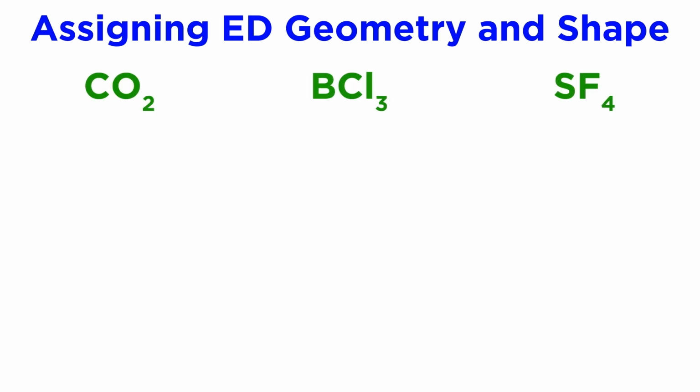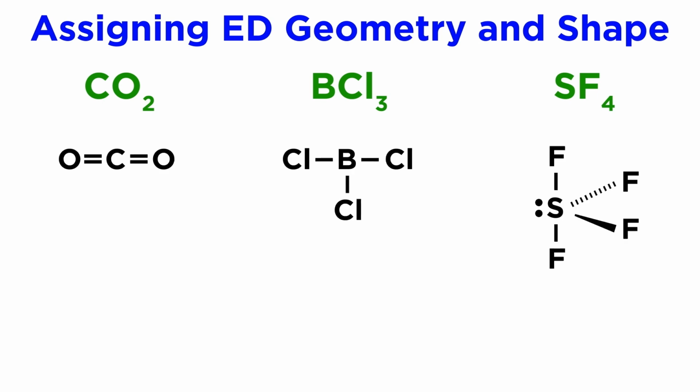Let's try a few examples: CO2, BCl3, and SF4. First, we must draw the Lewis structure for each molecule. Those will look like this. Now let's count up the electron domains. The carbon atom has 2 electron domains. That's the 2 oxygen atoms. The boron atom has 3 electron domains, the 3 chlorine atoms. And the sulfur atom has 5. That's the 4 fluorine atoms and the lone pair, which must go in an equatorial position.